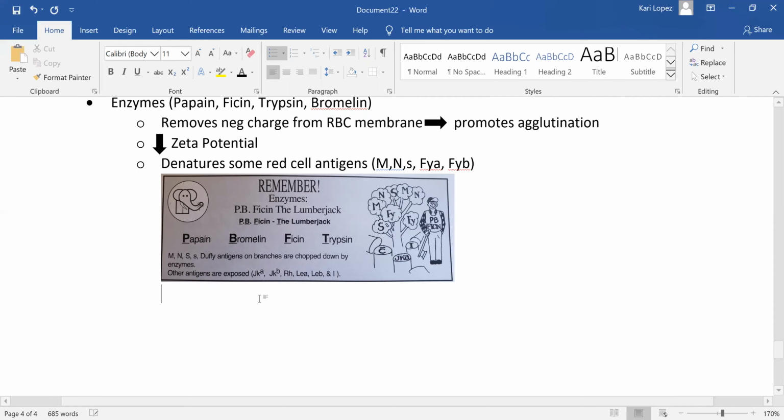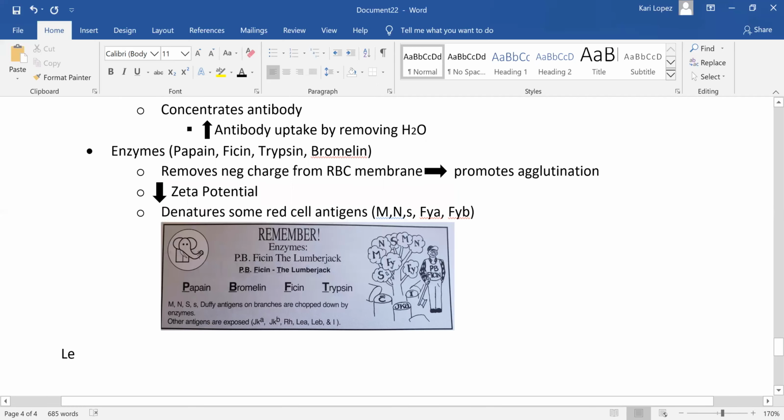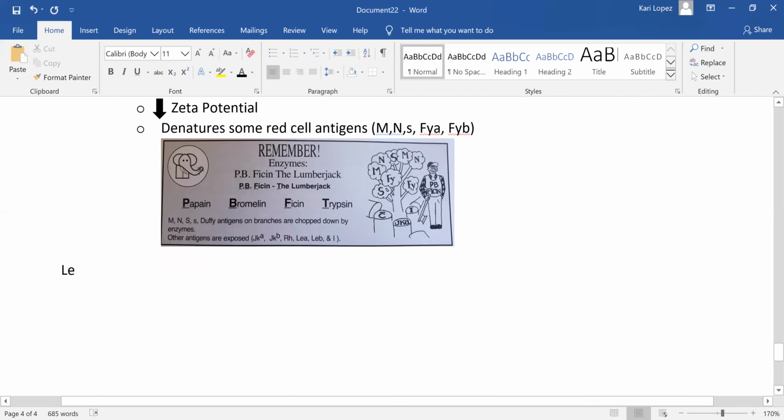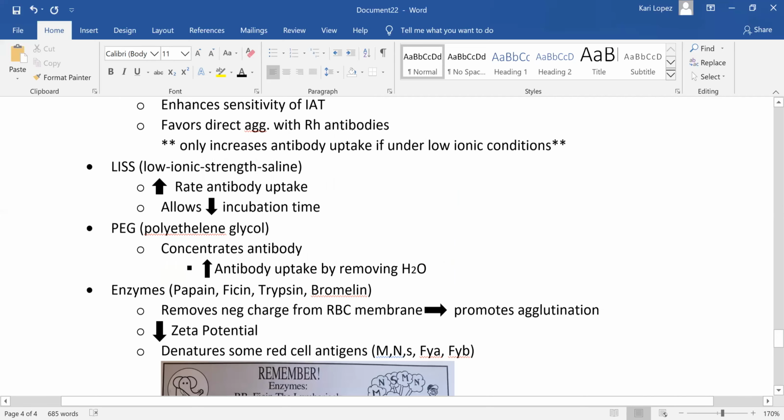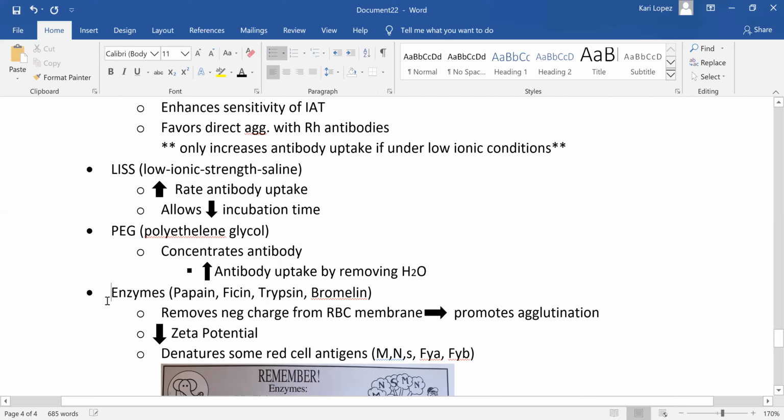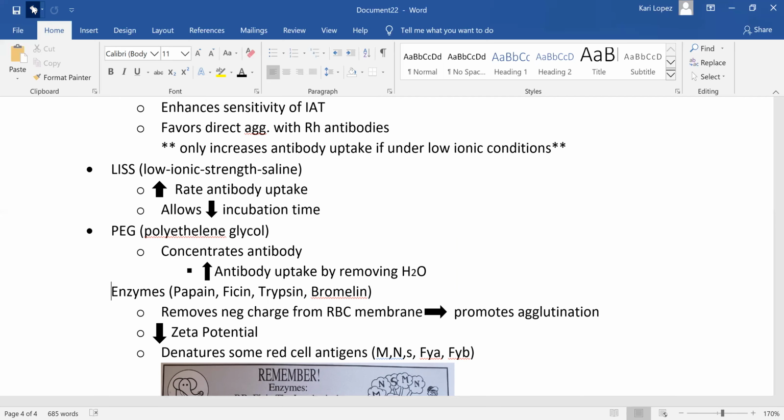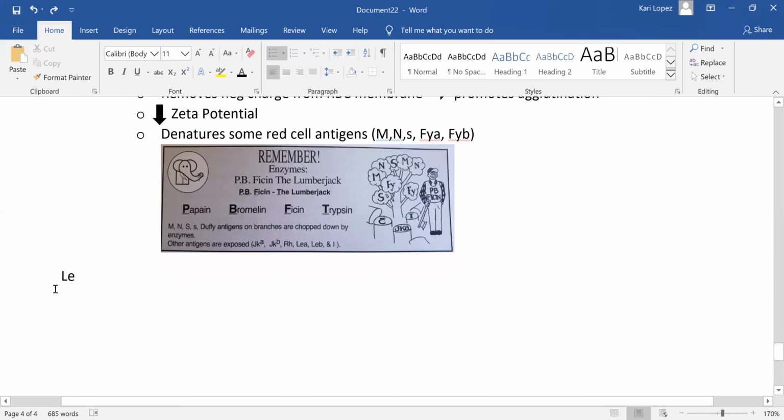Okay, here we go. Now, our next one is going to be lectins. Oh no, I had that one right, because those were all potentiators. I was thinking enzymes should be by themselves, but no, those are all potentiators.